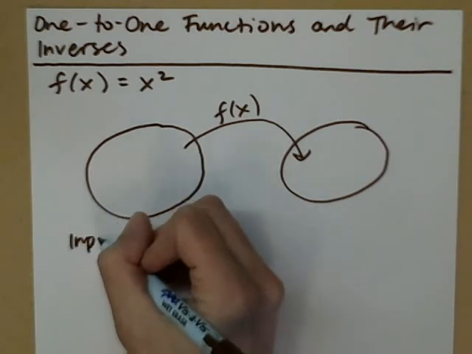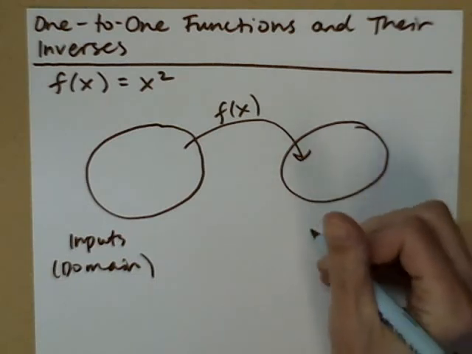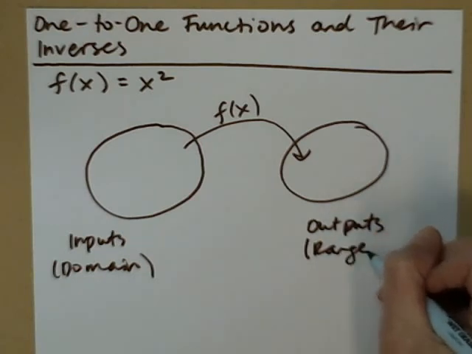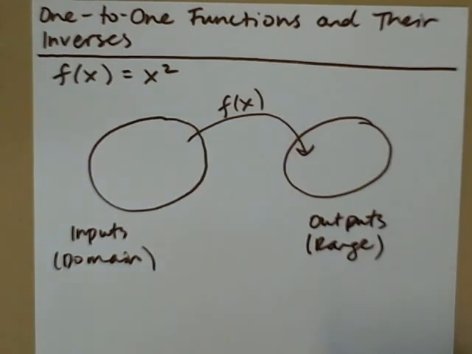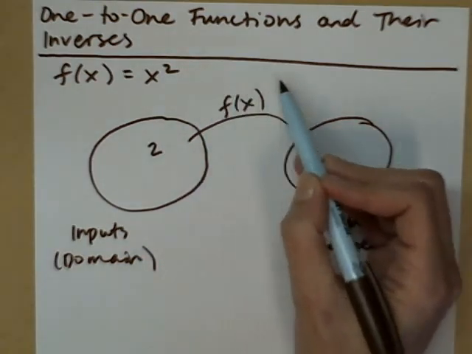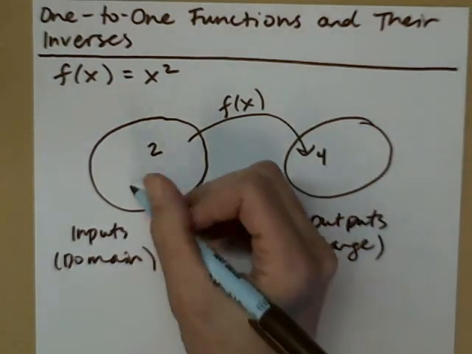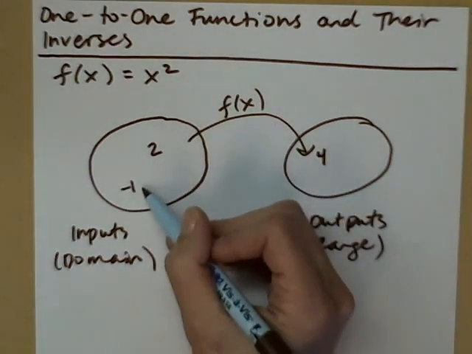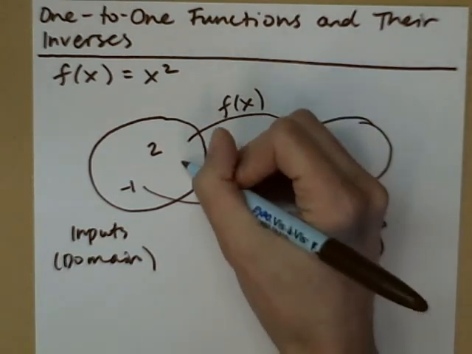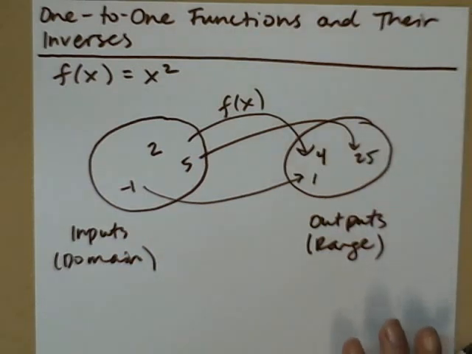So on this side I've got my inputs, also known as the domain, and on this side I've got my outputs, also known as the range. So when I take something like 2 and I apply f to it, I'm going to do 2 squared, and that's going to land me on 4. If I do something like -1, I'm going to square -1, and that's going to land me on 1. And so on. So 5 then lands me on 25, and you get the idea. So that's what f does.